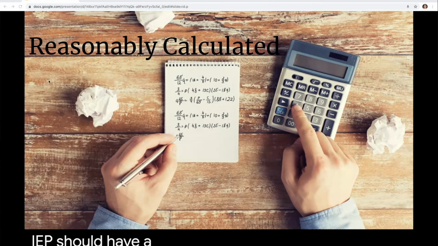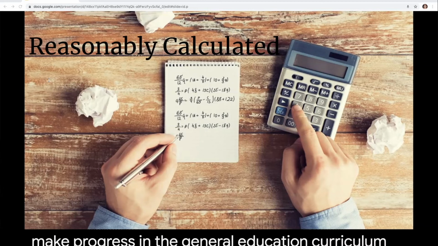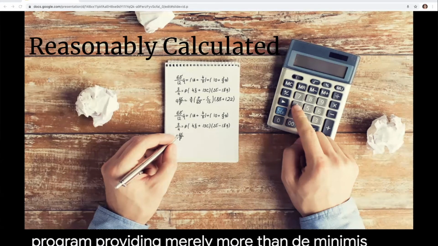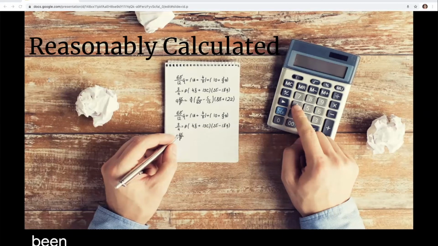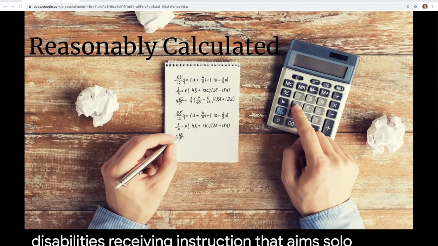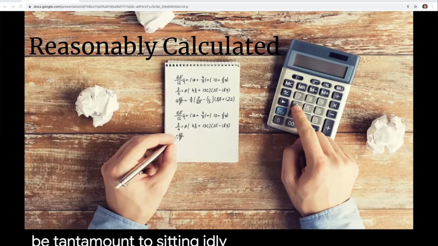Each IEP should have a statement of measurable annual goals designed to enable a child to be involved in and make progress in the general education curriculum. They went on to say that when all is said and done, a student offered an education program providing merely more than de minimis progress from year to year can hardly be said to have been offered an education at all. For students with disabilities, receiving instruction that aims so low would be tantamount to sitting idly, awaiting the time when they're old enough to drop out. The IDEA demands more. It requires an educational program reasonably calculated to enable a child to make progress appropriate in light of the child's circumstances.